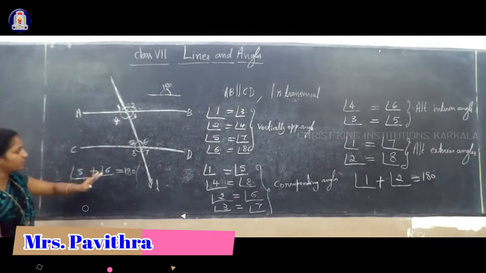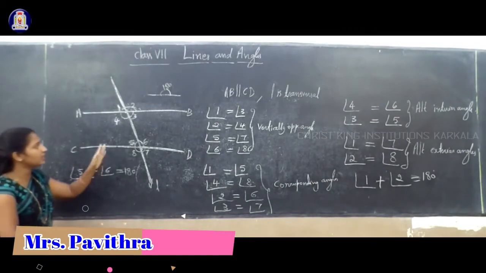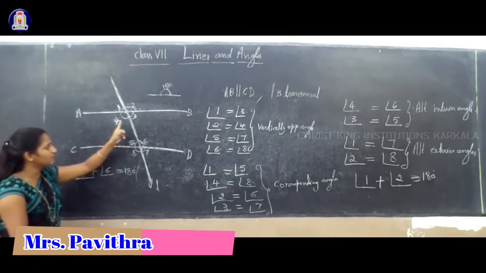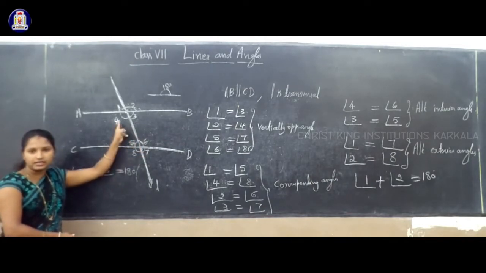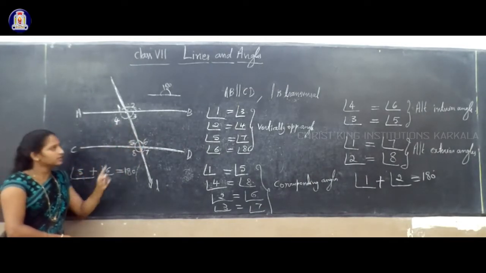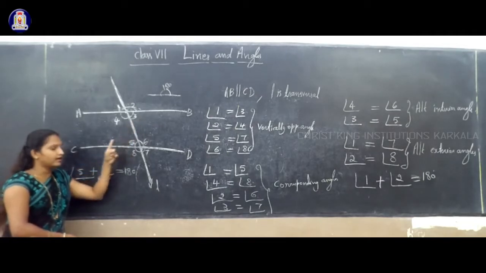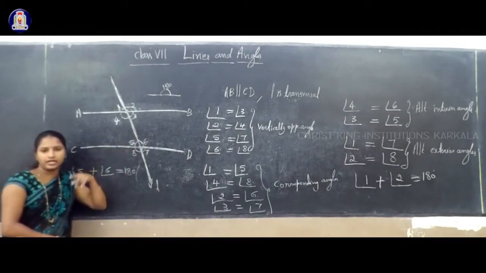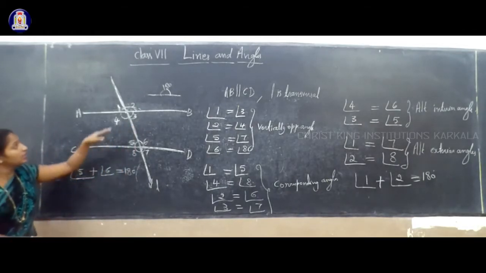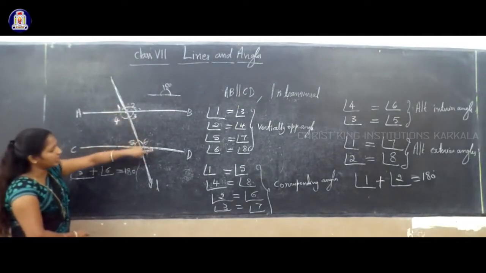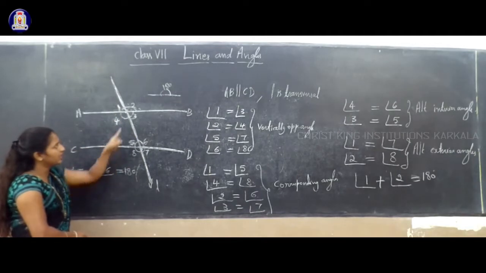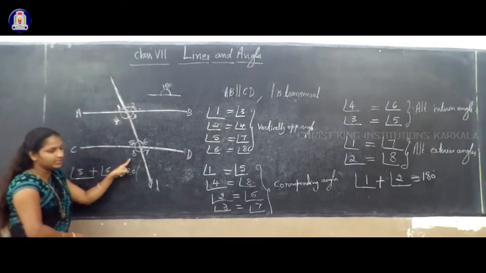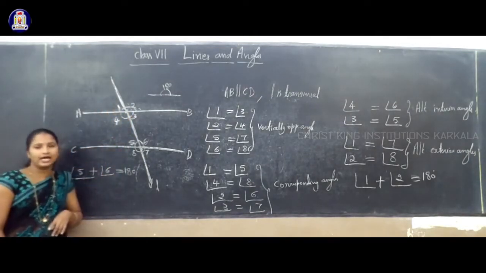But are they equal? They are equal if they are alternate angles. That means angle 4 and angle 6 are alternate interior angles. Angle 3 and angle 5 are equal. They are also alternate interior angles. Next, the alternate exterior angles are angle 1 and angle 7, and angle 2 and angle 8.